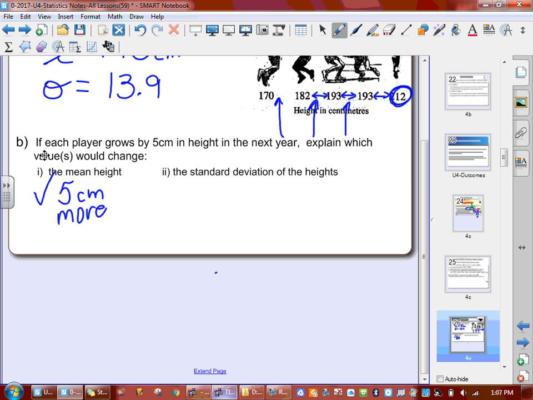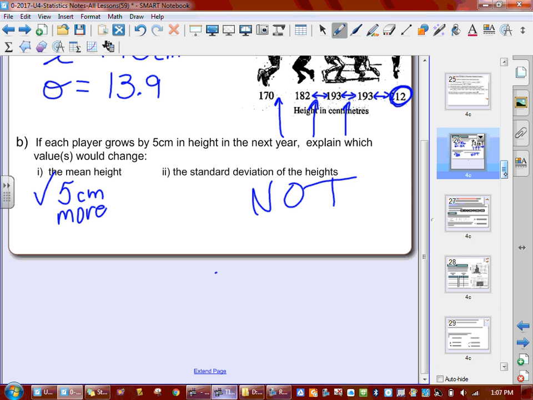What about standard deviation? Standard deviation, no, it's not going to change at all. Because remember, that's how spread out the numbers are. We're not changing how spread out they are. We were just adding something to each number. Okay? So this will not change at all. Okay? The only thing that would change would be their average height.